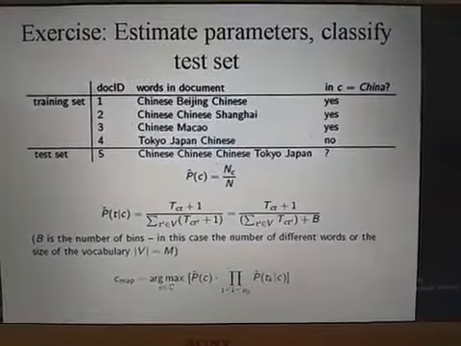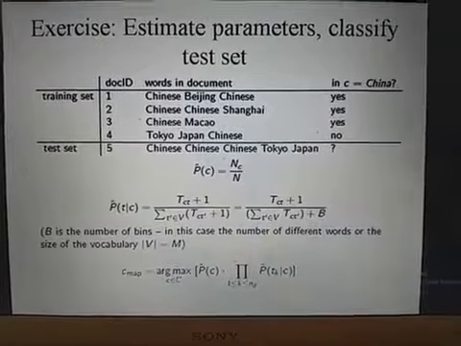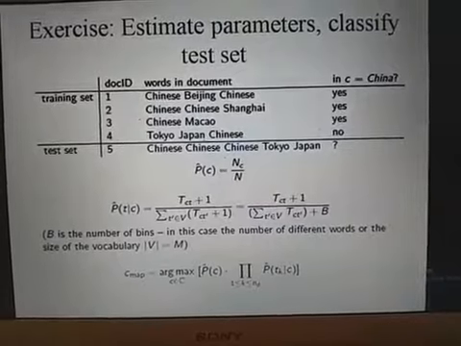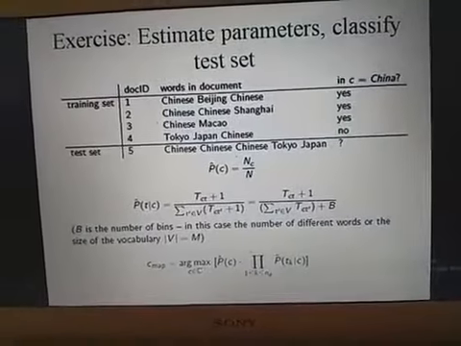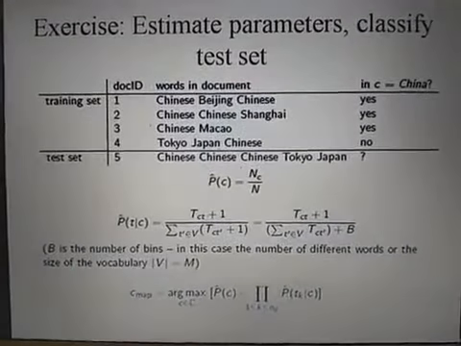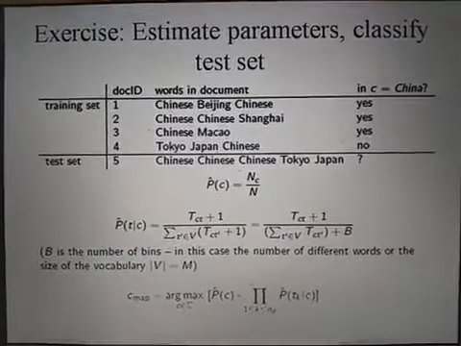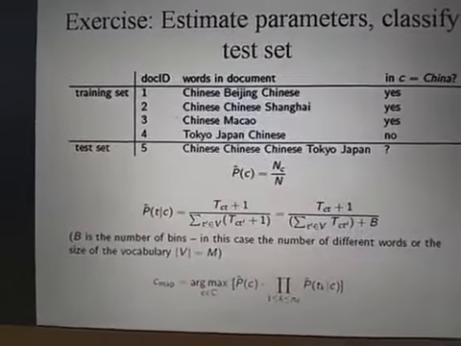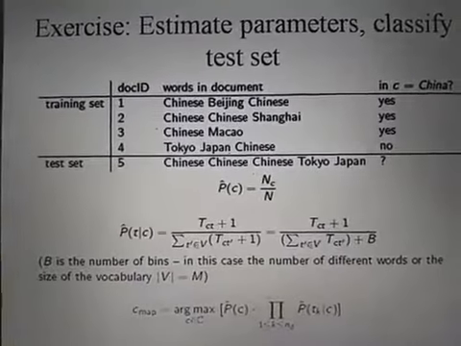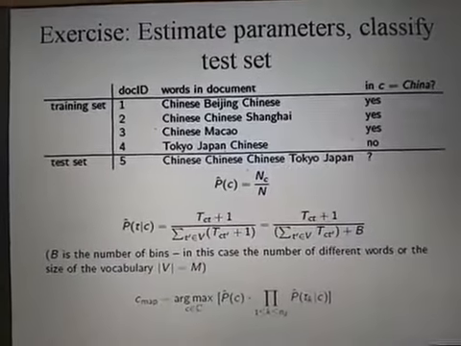So let us take an example. This is one exercise. Here we have to estimate the parameters and classify the test set. The training set information is provided with the document ID and the words present within the document, and the class information is also given in C, where C means China. We have to find the class label for the new document, document 5, where a few other terms or words are present.